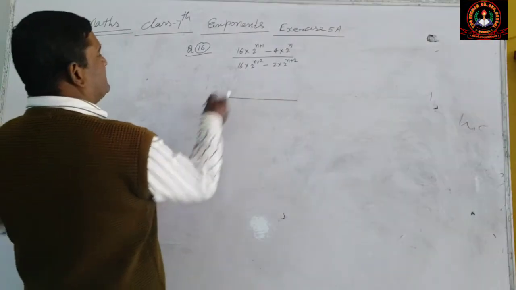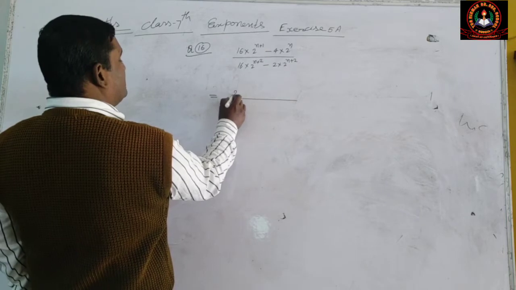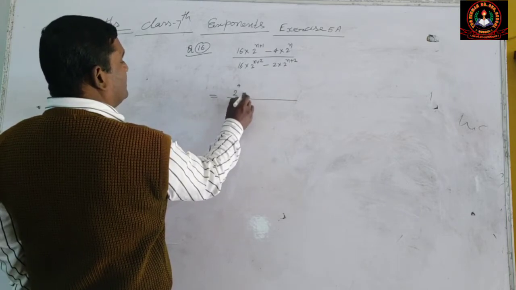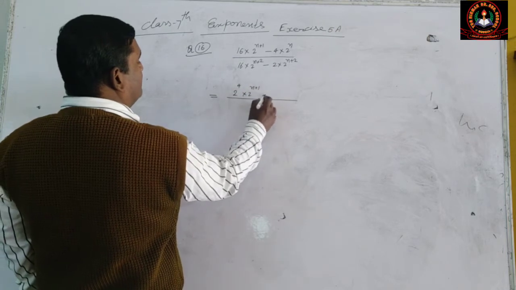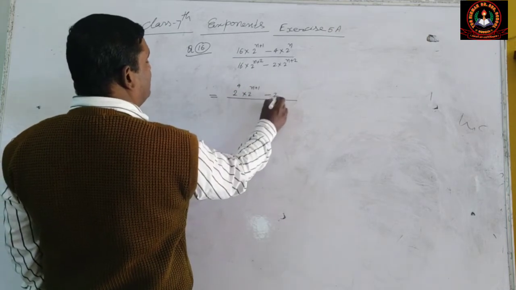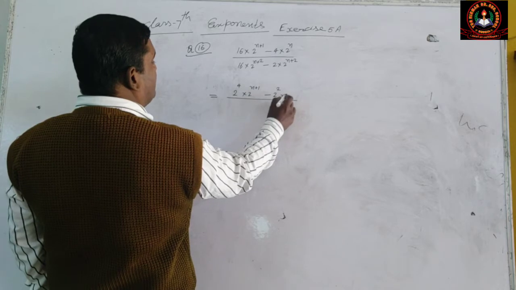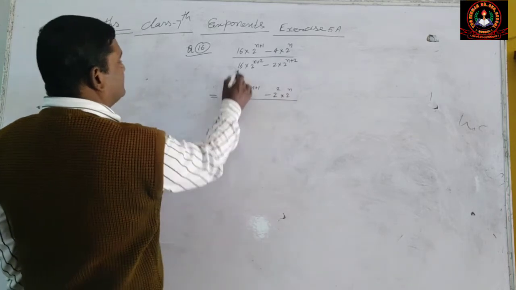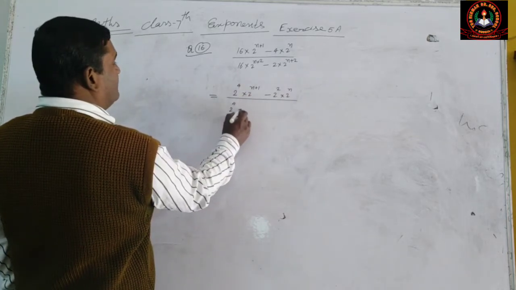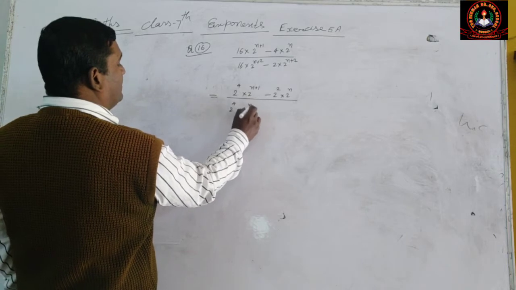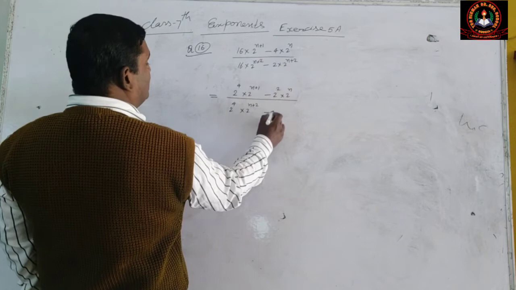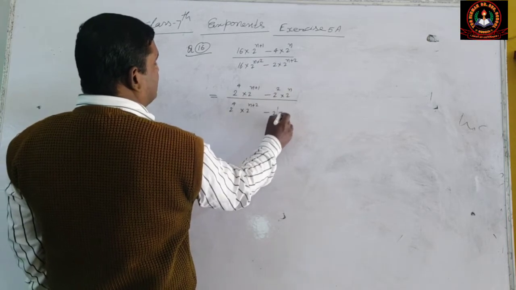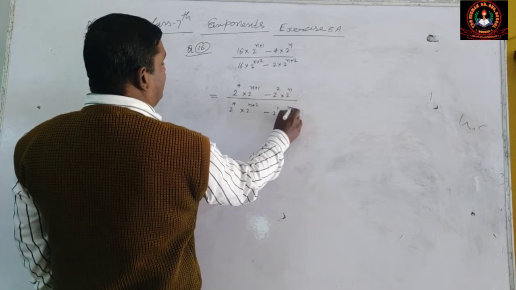It means you may write 16 is equal to 2 to the power 4. So we get 2 to the power 4 into 2 to the power n plus 1, minus 4, which you may write as 2 square, into 2 to the power n. And in the denominator, 16 is 2 to the power 4 into 2 to the power n plus 2, minus 2 to the power 1 into 2 to the power n plus 2.